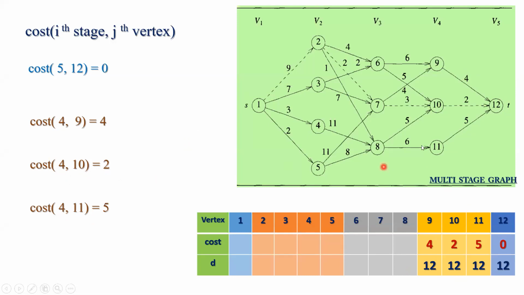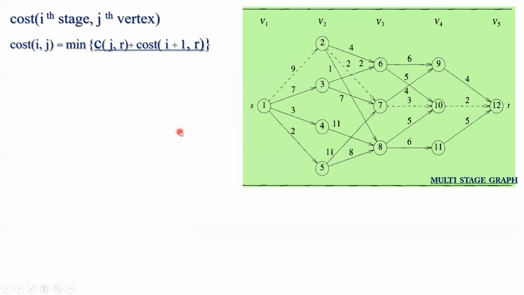Okay, we shall proceed to stage 3. I started from stage 5, here vertex 12, stage 5. Then I came back to vertex 4. I completed that. Now I will be coming back to vertex 3, stage 3. V stands for stage number.